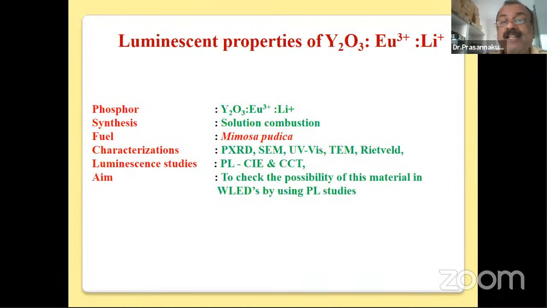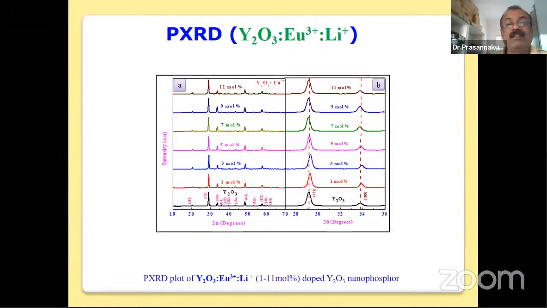Next, luminescent properties of the Y2O3, Eu3+, Li+ phosphor. This is the phosphor which we have used. The fuel is Mimosa pudica. Next, XRD. This is the XRD graph of our Y2O3, Eu3+, Li. I mean, there is a shift. As we go on increasing the concentration of europium doped Y2O3 Li, the major peak, that is 222, shifts towards higher angle, up to 5 mole, and thereafter it starts decreasing.